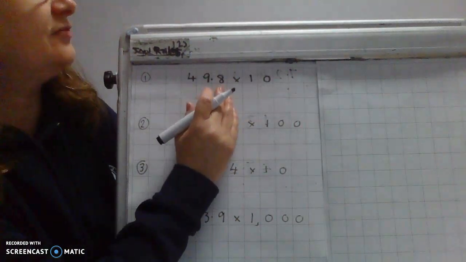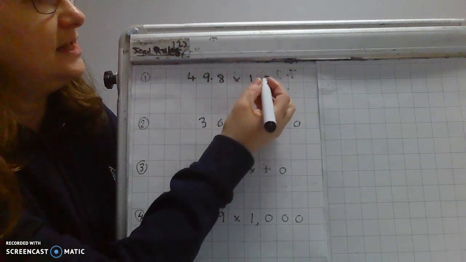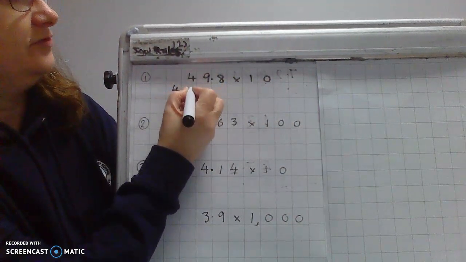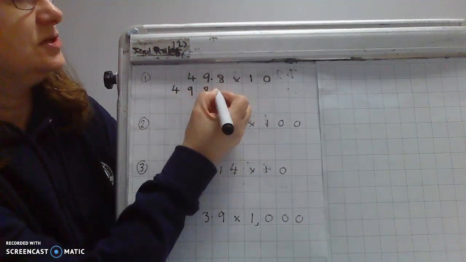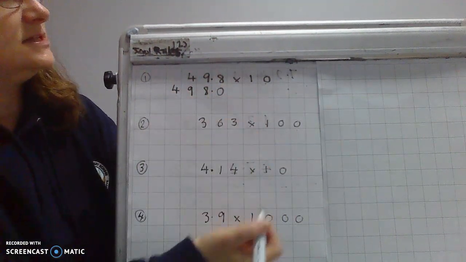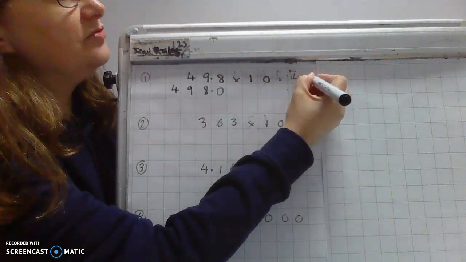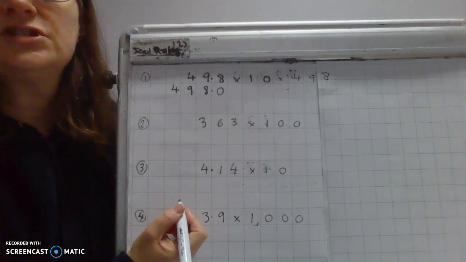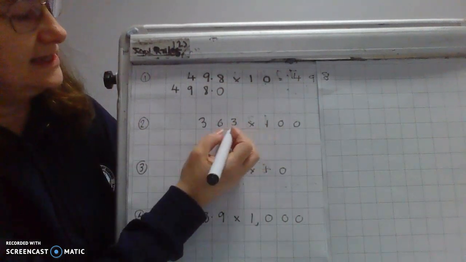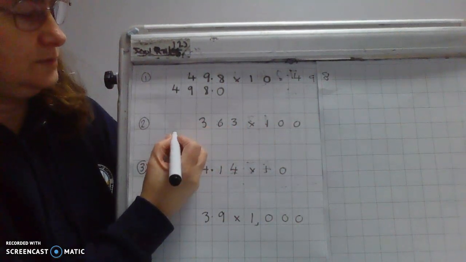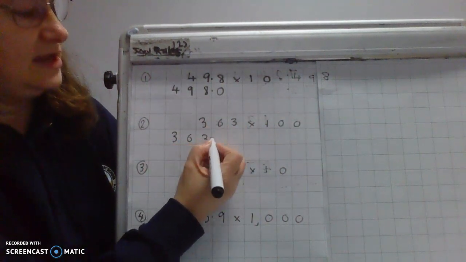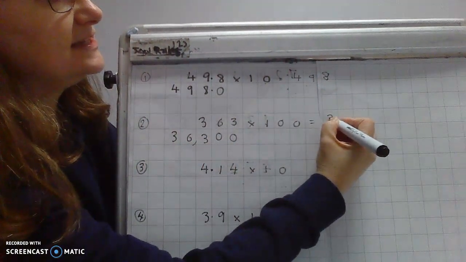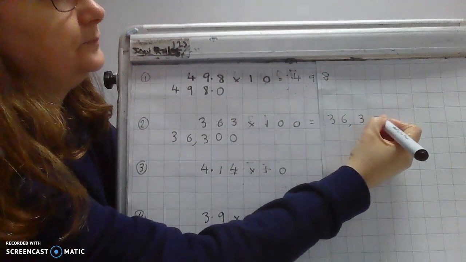Okay, so let's just check. We had 49.8. We're multiplying it by 10. So 1 zero, one place. 4 is going to move this way. 4, 9, 8 follows suit, 0 at the end. So 498 was your first answer. 363 times 100. We're going to move 2 places, getting bigger. So 1, 2, 3, 6, 3. Put my placeholder zeros in. So my answer is 36,300.